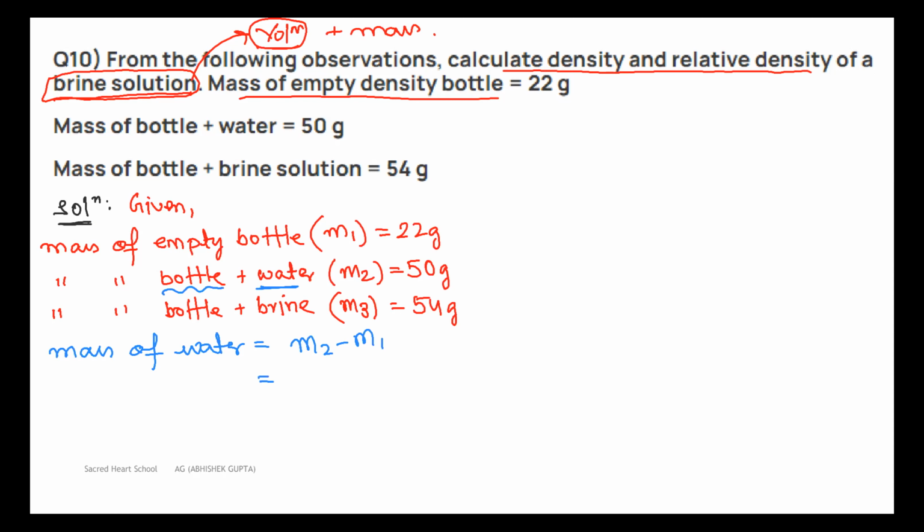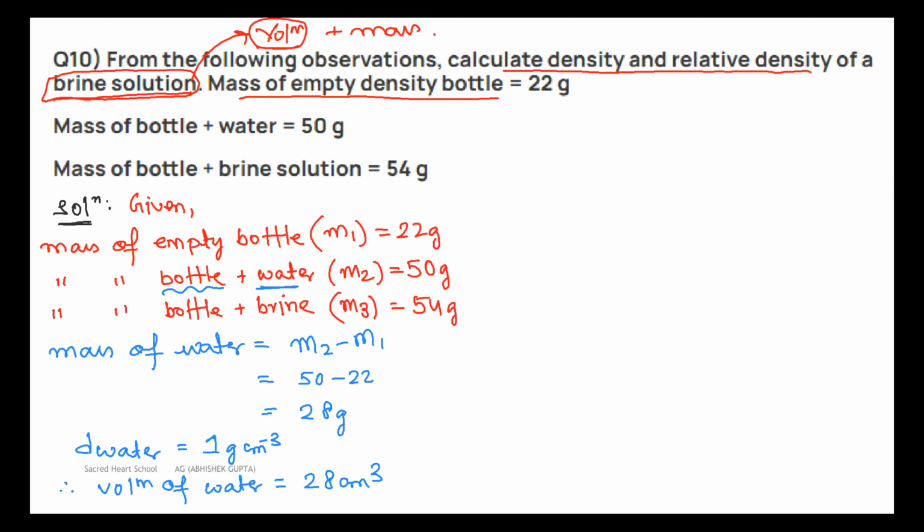This will become 50 minus 22, which is 28 gram. Now, since we know that density of water is equal to 1 gram per centimeter cube, therefore volume of water will also be 28 centimeter cube. As much mass, so much volume. Since mass is 28 gram, this is 28 units of volume. Why is it so? Because the density of water is 1 gram per centimeter cube.